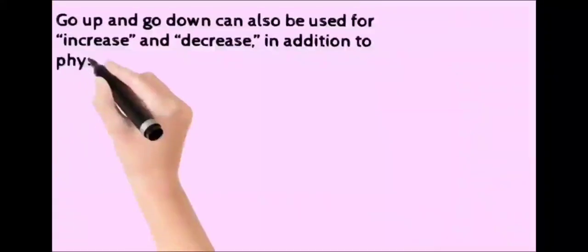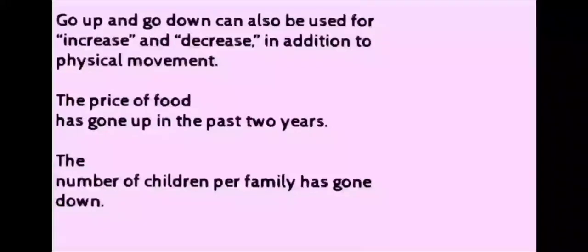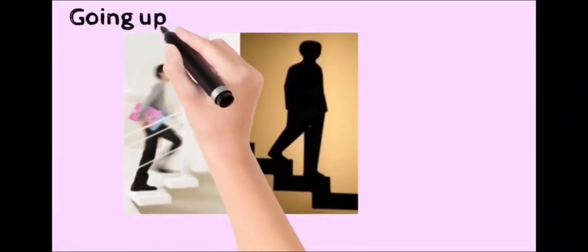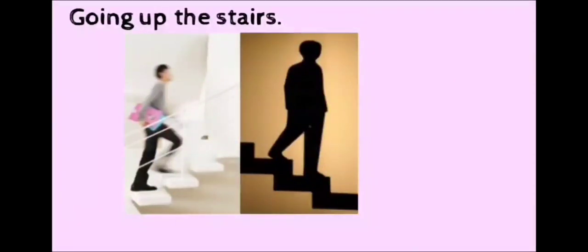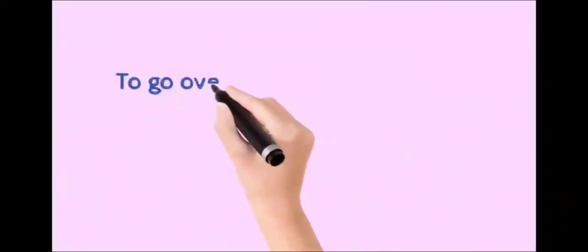Go up and go down can also be used for increase or decrease in addition to the physical movement. There is a physical movement, but there is an increase or decrease. The price of food has gone up in the past 2 years. The number of clothes has gone down. Here the number is coming down, going down, and if it is increasing, going up. The man is going up the stairs. He is going down the stairs. That means the movement is upstairs and the movement is down.